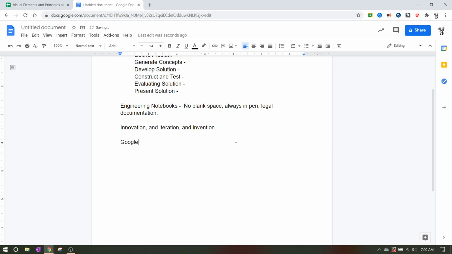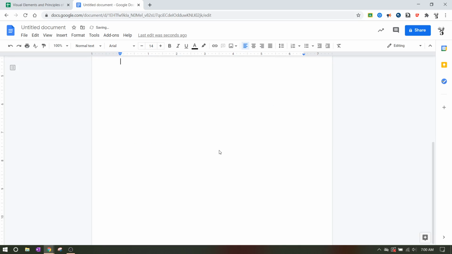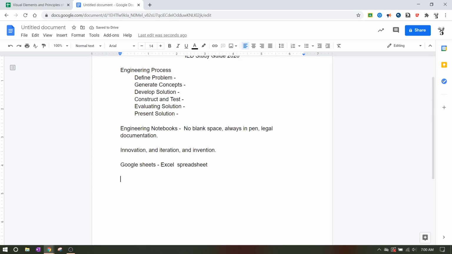Keep in mind that we actually used Google Sheets, which is kind of like Microsoft Excel for spreadsheets, and this is how we actually gathered our data. You need to know the difference between a concept sketch, a multi-view drawing, a dimension drawing, and that's pretty much it.